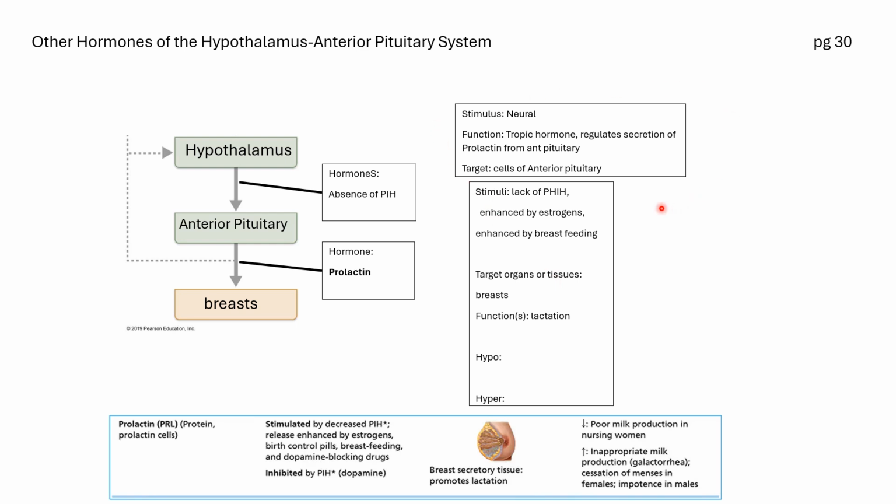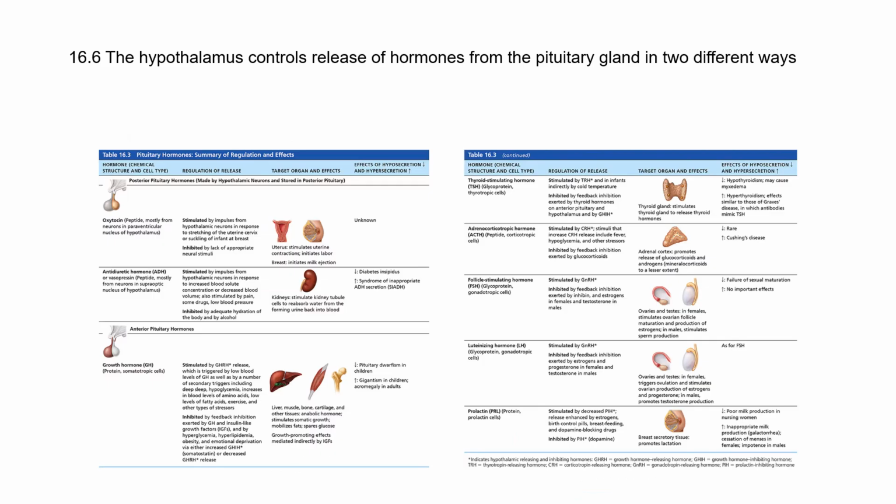And then you can stop the video here and go over this. I took this from your Pearson e-text. It summarizes all of the hormones of the anterior pituitary. So if you go over this chart, you can revise everything.